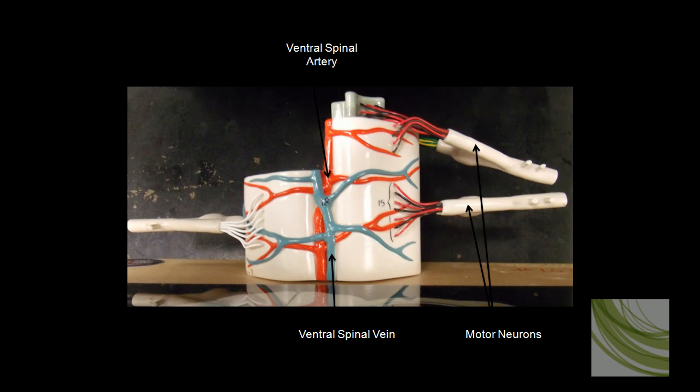Just to be thorough, let's look at the blood supply to this spinal column. This is the ventral spinal vein and the ventral spinal artery. Also, this could be termed the anterior spinal artery or the anterior spinal vein. And here are your motor neurons.